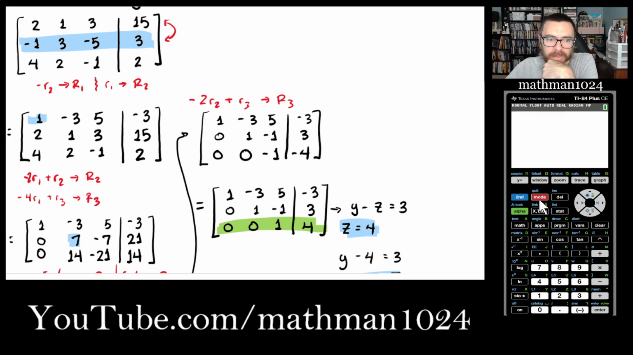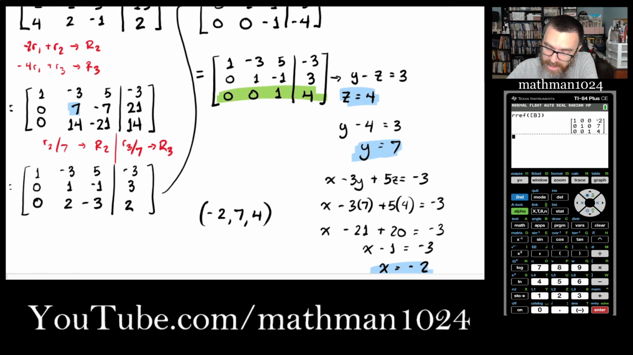Now, if you do a lot of these, if you're doing the same operation over and over again, you don't have to keep going back into the menu. Because if I go up here, I see that I already typed in REF for matrix B. This was a previous problem, so it's a different answer. So if I copy this and I hit enter, it now gives me the new solution because it's from the new current matrix. And you see here that does match up with what we have. Negative 2, 7, and 4. All right, so that checks out.